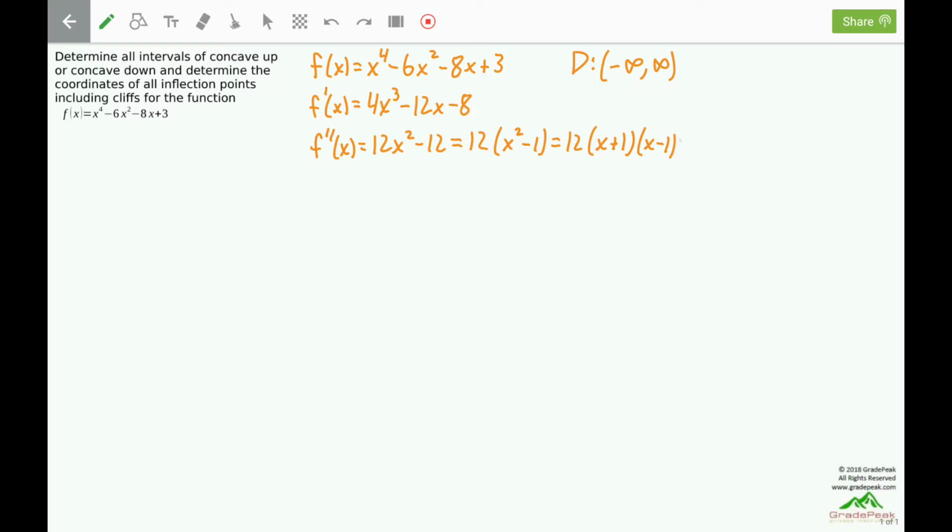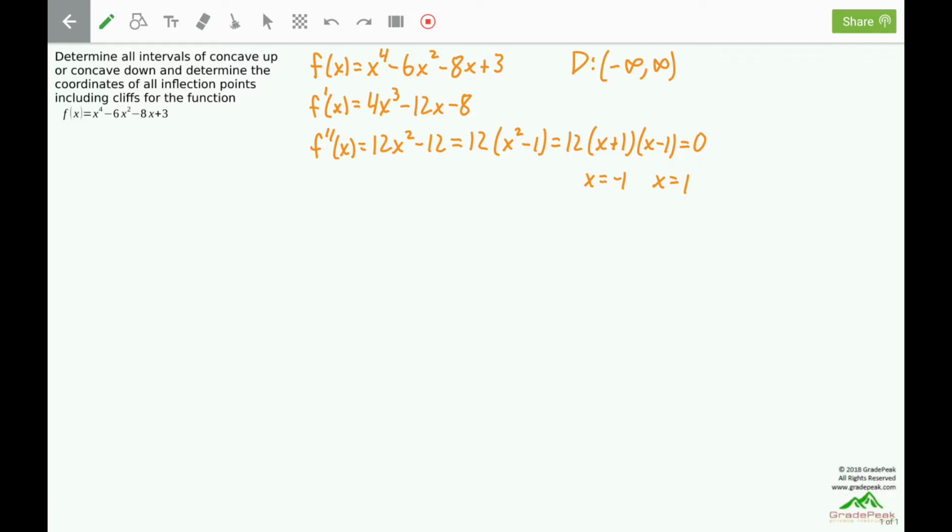We can now set the numerator equal to 0, and the denominator, if there is one, also equal to 0, and solve for all x's. Because of the x plus 1 factor, x equals negative 1, and because of the x minus 1 factor, x equals positive 1. We will now check to see which of these are in the domain. The domain is all real numbers. x equals negative 1 is a real number. x equals positive 1 is a real number. We keep both of them. They are both candidate numbers to be a possible inflection point.